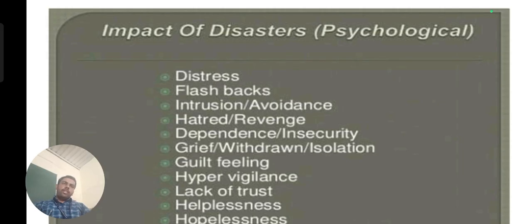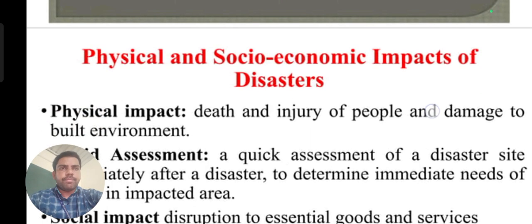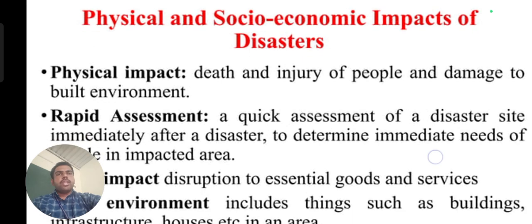And one more impact is also there, that is psychological impacts. In the psychological impacts, distress may occur, and flashbacks. Some humans lose memory in the situation, or become unconscious, and intrusion and avoidance, and revenge, dependence, insecurity. Next, withdrawal, isolation, guilty feeling, hypervigilance, lack of trust, and helplessness, hopelessness. These are the physical and socio-economic impacts of disasters.